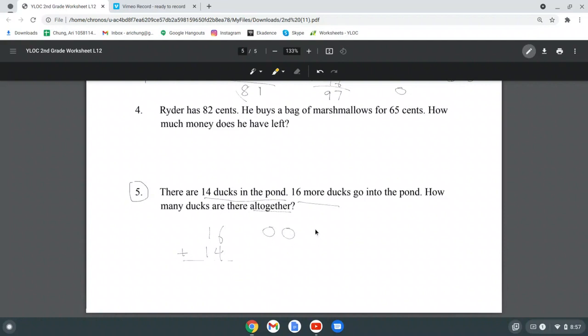If we draw this out, here we have 6, and we add 4 more. 6, 7, 8, 9, 10. So we put the 1 in the 10s place now, and we add 1 plus 1 plus 1, and 1, 2, 3. That is 3. So we have 30. And so how many ducks are there altogether? 30 ducks are there altogether.